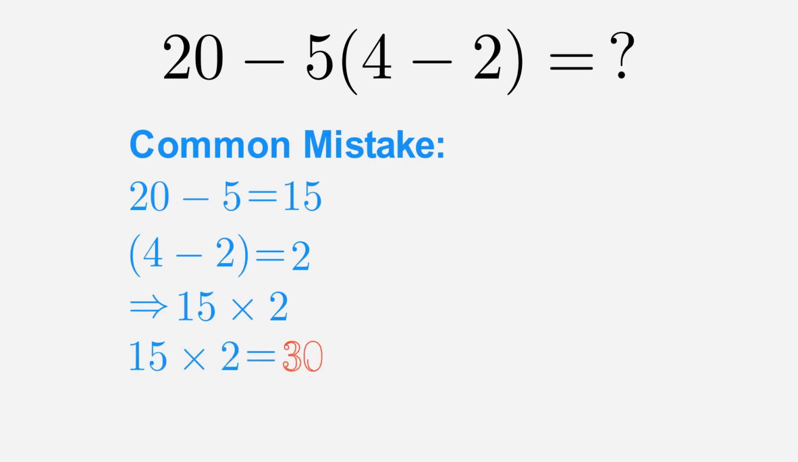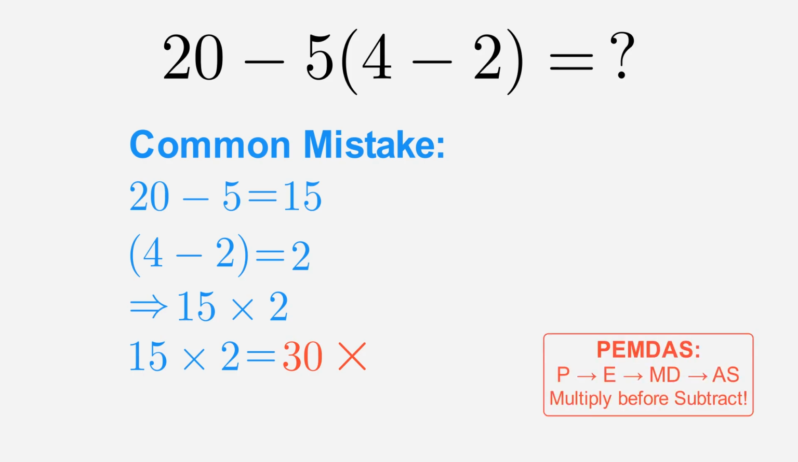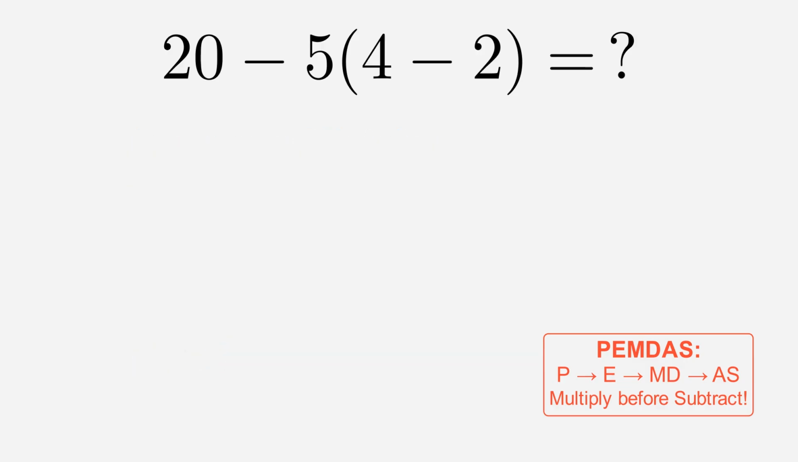Easy answer, 30. But if you said 30, you just violated the order of operations. Multiplication always comes before subtraction. Always. You can't subtract first just because it's on the left side. Let me show you how this actually works.